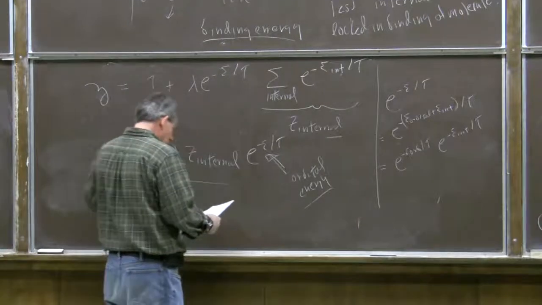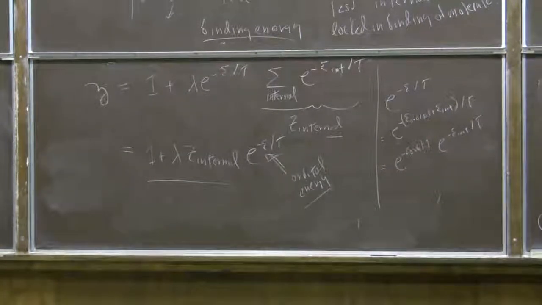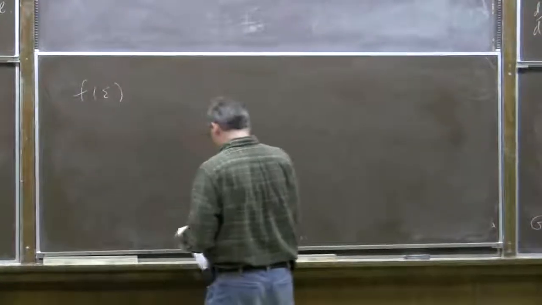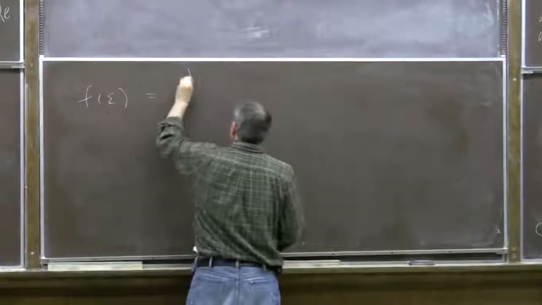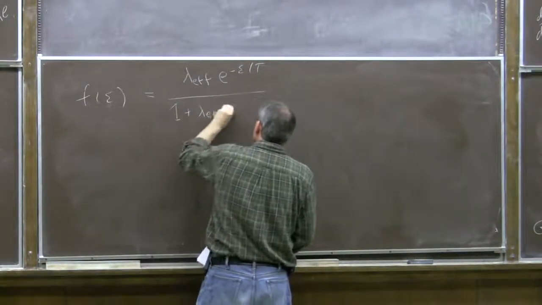And so what it means is that when we consider the distribution function, we should include that contribution from the internal degrees of freedom. The expectation value when we're deep in the classical regime for the number of particles in an orbital with energy epsilon will be, I'll call it lambda effective, e to the minus epsilon over tau divided by 1 plus lambda effective, e to the minus epsilon over tau.